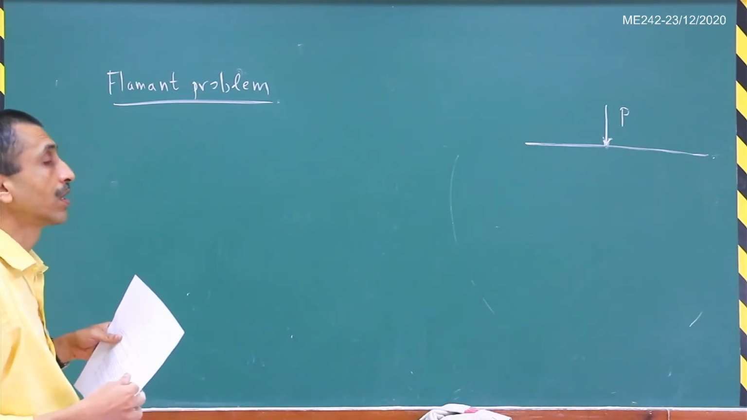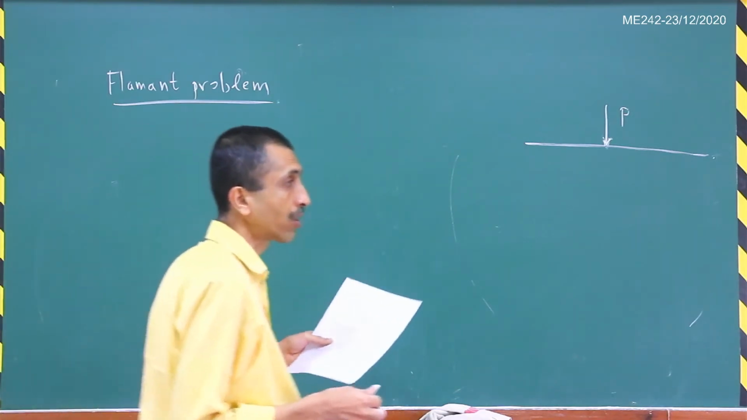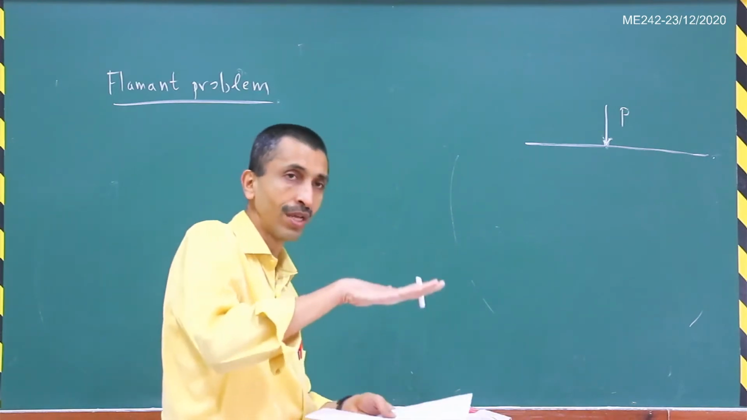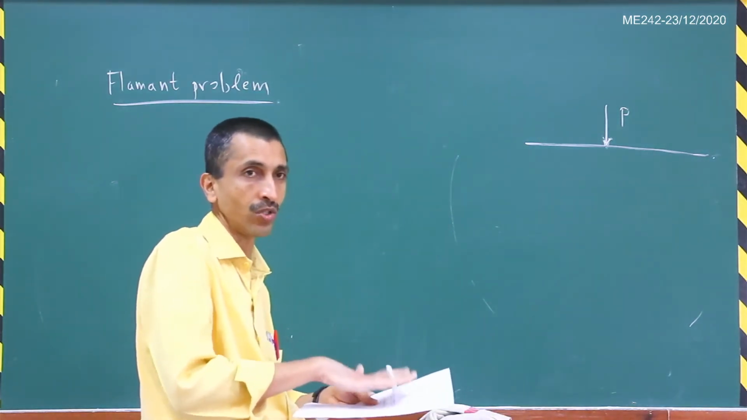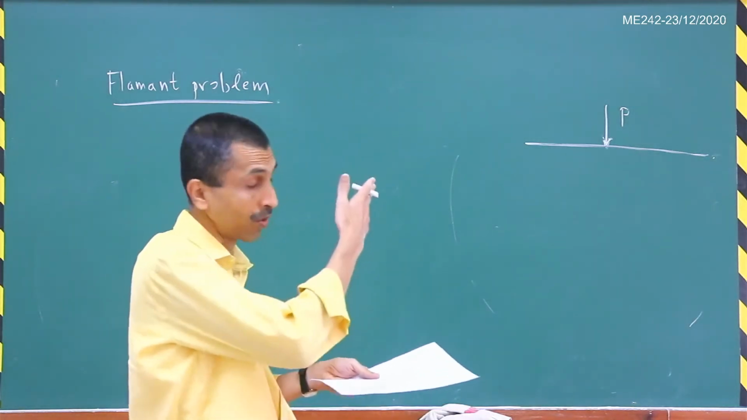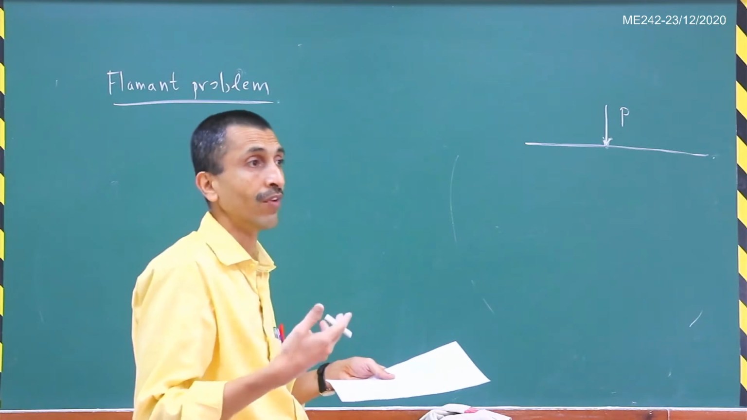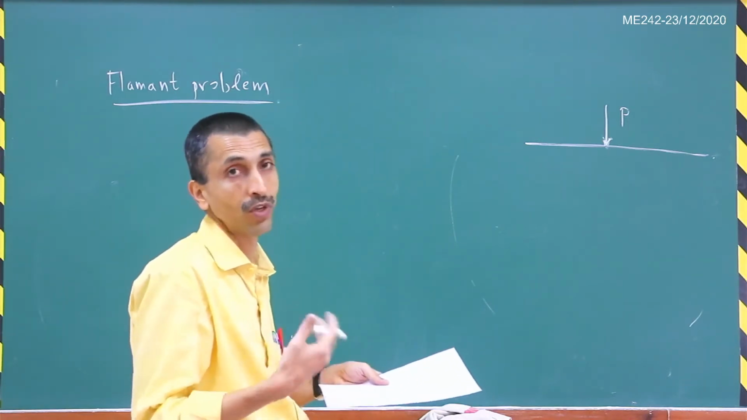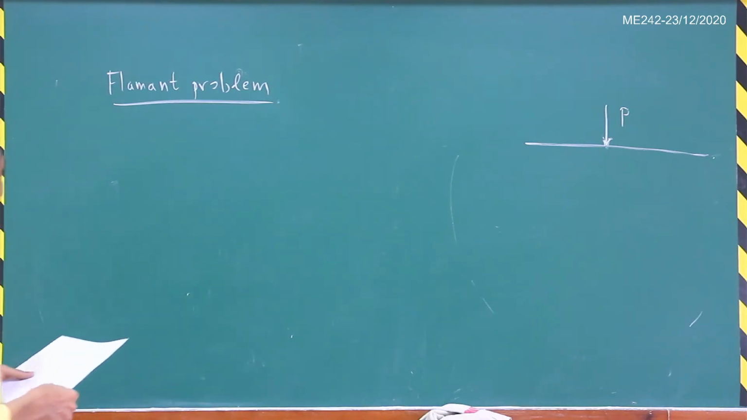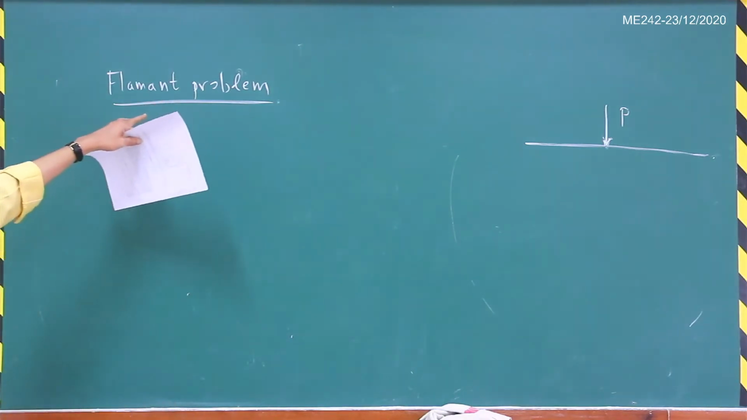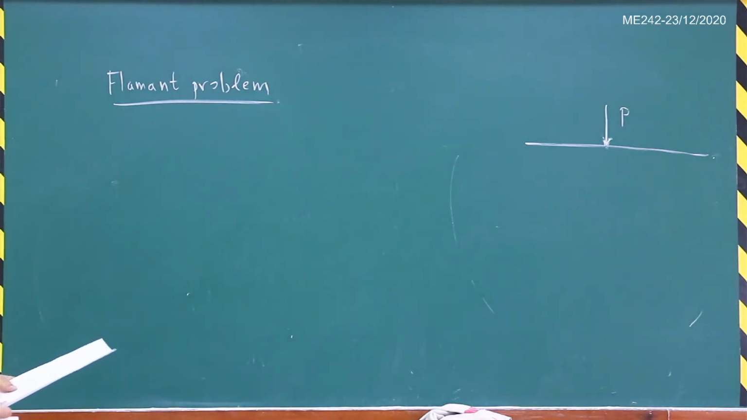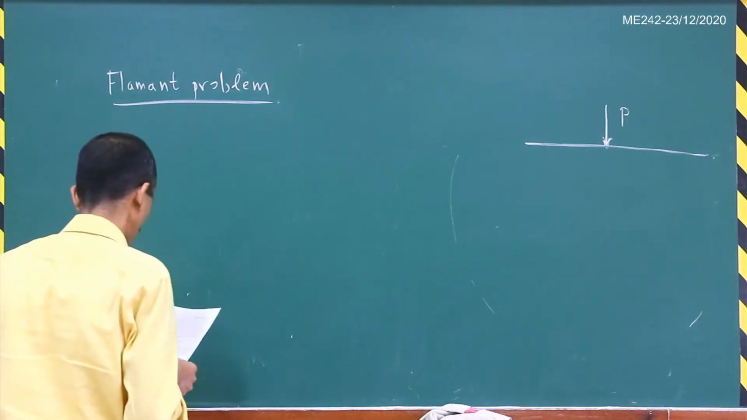You will see that this has lots of applications in contact mechanics. Suppose you have a very large domain and you are pressing some indenter onto this half space. Then the point load solution will be used to generate solutions for those cases. So this is a very, very important topic, the Flamant problem. It's called the Flamant problem because Flamant was the person who came up with the solution for this particular problem.